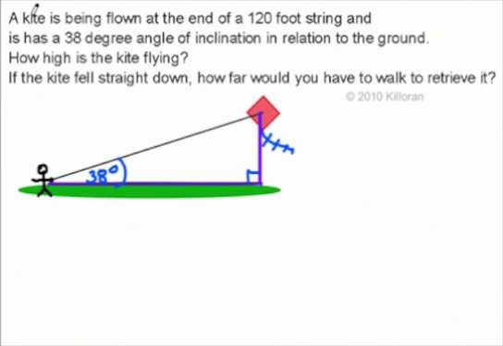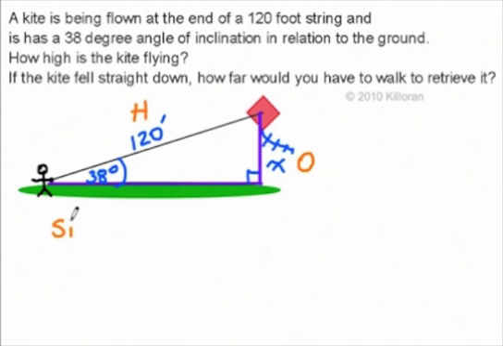And we know that the string is going to be 120 feet. Well, the string is what attaches the person to the kite. So this side is 120 feet. And what we're looking for is the height of this kite. Well, that would be this side over here. So we're going to call the altitude here x. So the function that associates this angle, the x and the 120, well, this side is called opposite, and this side is called hypotenuse. So that would be a sine function.